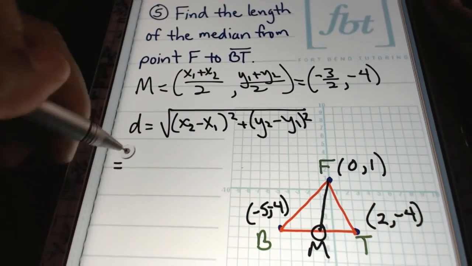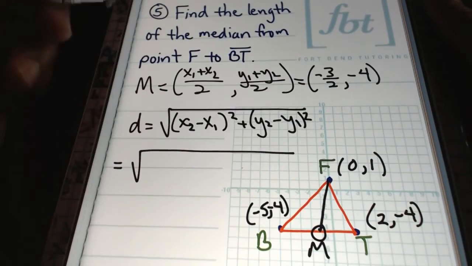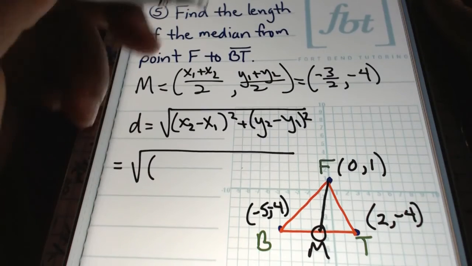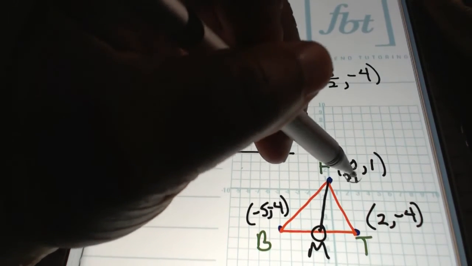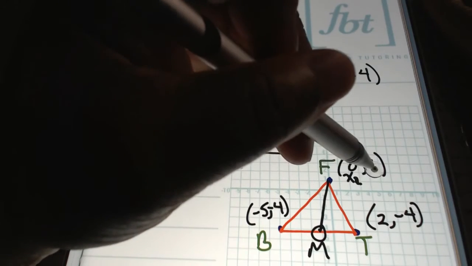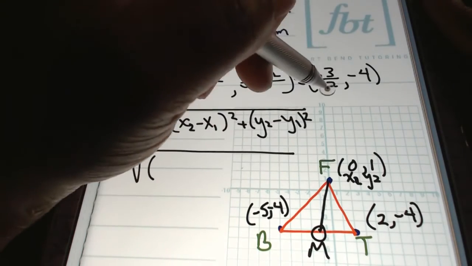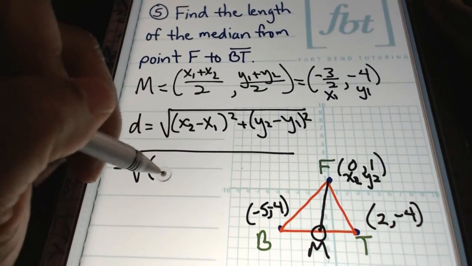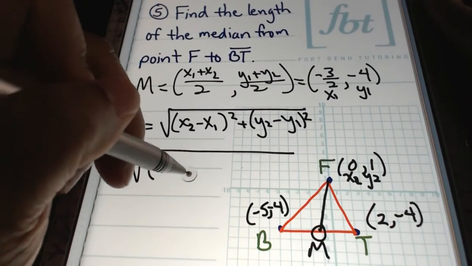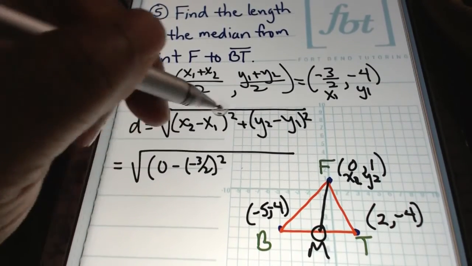Then plugging in our results here, guys, we'll say that x2, y2 is just our F value, and we'll say that our midpoint, point M, is x1, y1. So we'll have x2, which is going to be 0, minus this negative 3 halves here.